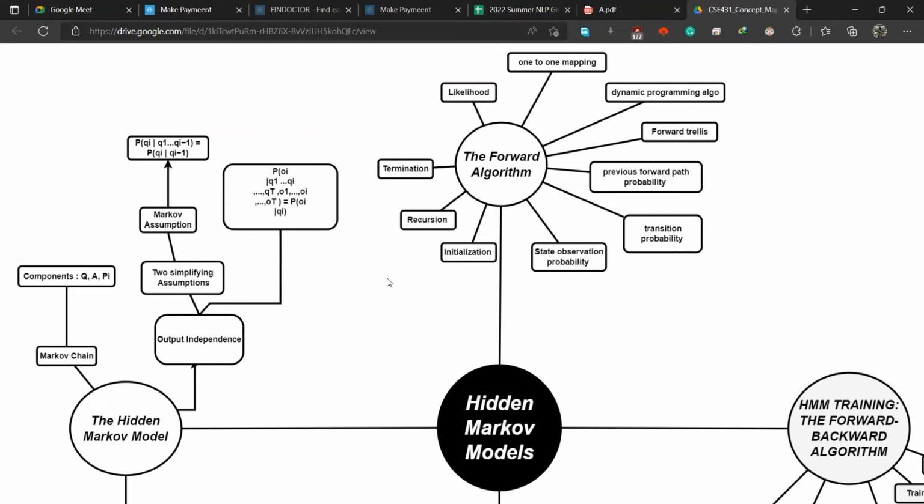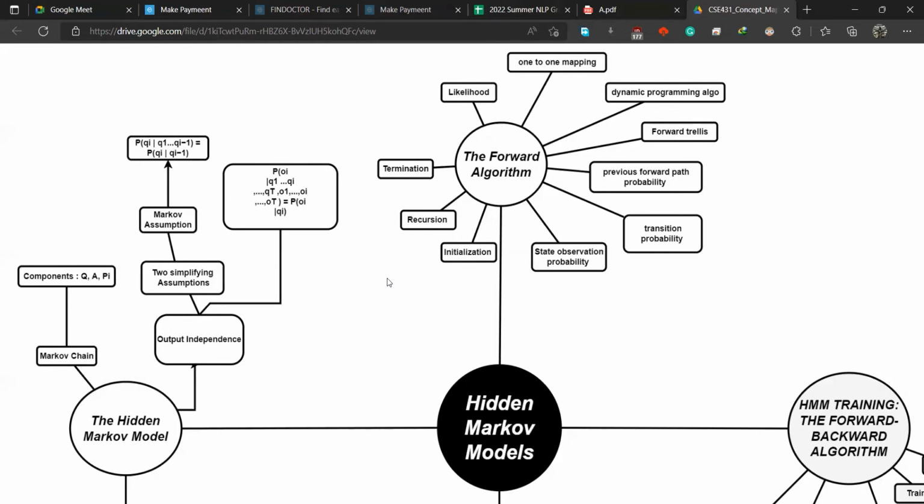The first order hidden Markov model instantiates two simplifying assumptions. Firstly, the Markov assumption, which says that the probability of a particular state depends only on the previous state. That means the probability of a state Qi, given all the states from Q1 to Qi minus 1, will be equal to the probability of Qi, given only the last state, that is Q of i minus 1. Secondly, output independence, which says that the probability of an output observation depends only on the state that produced the observation and not on any other states or any other observation.